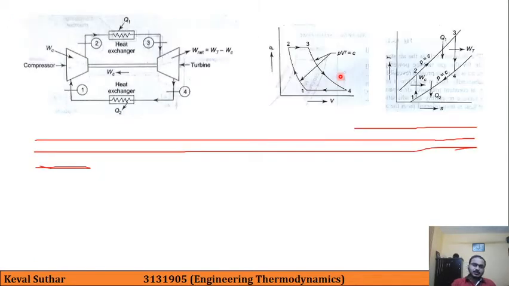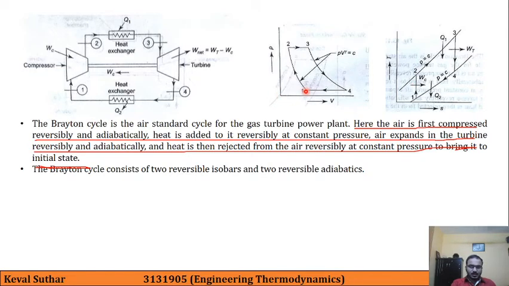Then this is the example of a closed cycle in which the combustion chamber is replaced with a heat exchanger, so that we get the complete cycle over here. The cycle is very similar to our previous cycle, and the only process added is isobaric heat addition. And this is the PV and TS diagram for the same. So the Brayton cycle consists of two reversible isobars, that is heat addition and heat rejection, and two reversible adiabatics, that is expansion and compression.